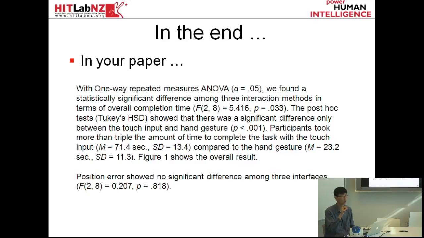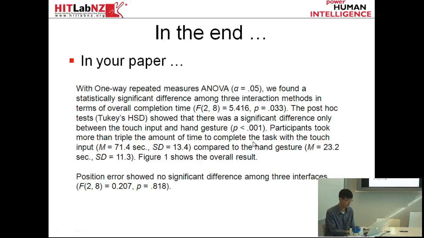And then if you ran ANOVA with more than 2 conditions, it's highly likely that you want to compare them pairwise. So statistics tools such as SPSS might have printed out the post-hoc test doing pairwise comparison, so that you report the further details, saying the post-hoc test using Tukey HSD. By the way, this is one of the options that you can choose in SPSS. It showed there was a significant difference only between the touch and hand gesture, but there was no significant difference between other pairs.